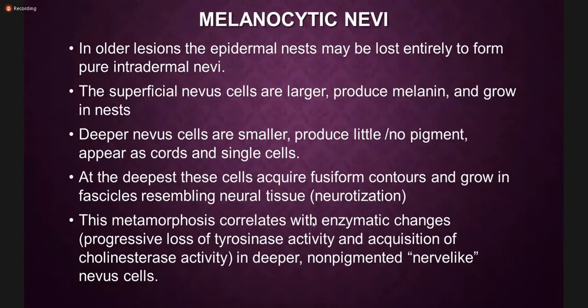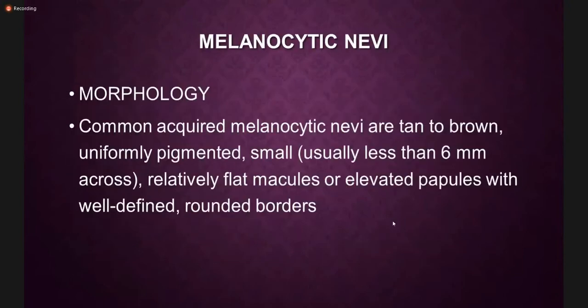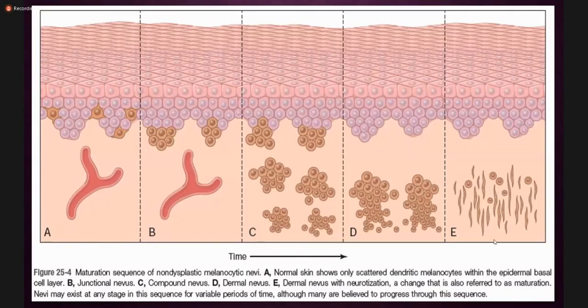This metamorphosis correlates with enzymatic changes within the melanocytes as well. So there is progressive loss of tyrosinase activity. So these cells are no longer producing melanin pigment. However, they have acquired cholinesterase activity. Now they more closely resemble neural cells, and they are not pigmented. They are called nerve-like neural cells. So deeper down, these cells look like nerve-like neural cells. So this is the process of neurotization.